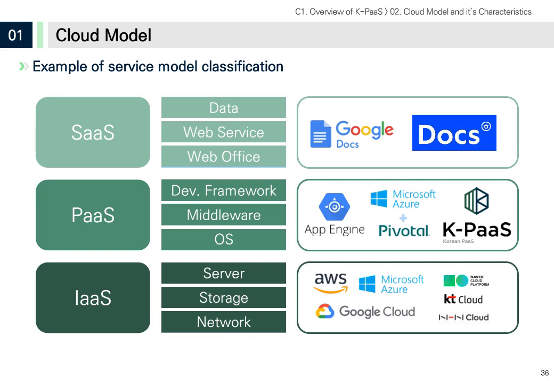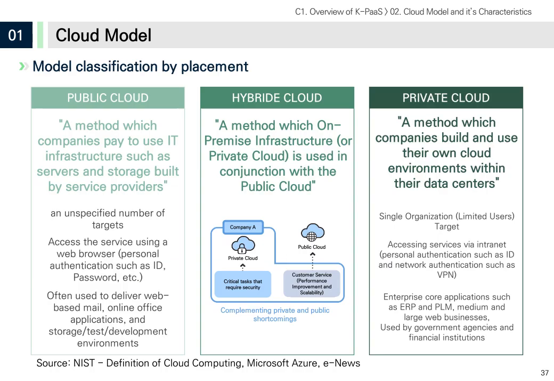Finally, the IaaS model provides servers, storage, and networks as services, and Amazon Web Services, Google Cloud, Microsoft's Azure, and Korea's Naver Cloud, KT Cloud, and Naver Cloud Platform are representative products. Cloud computing services are categorized into public, private, and hybrid clouds depending on where the infrastructure is located and who operates it. First, public cloud, also known as open cloud.